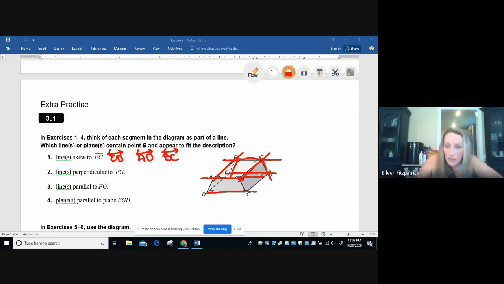And finally, this line right here, CH, is skew. So again, to find skew, it's easiest, in my opinion, to find everything that's not skew, meaning find all of the lines that are parallel and intersecting, and whatever's left over is skew.